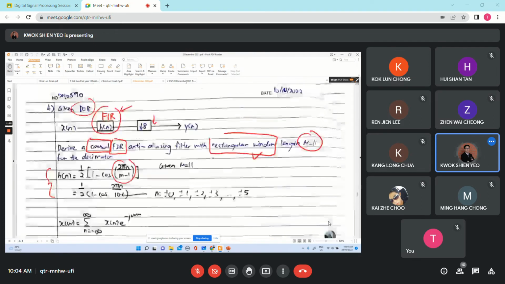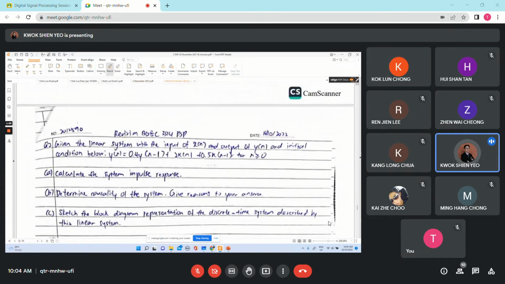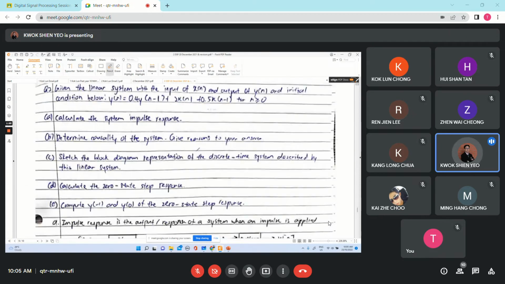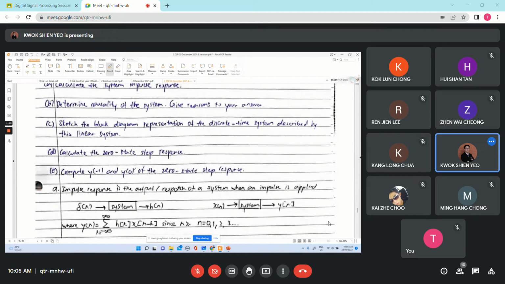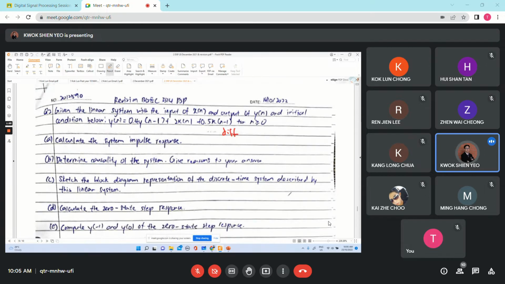You have to read the question carefully. Okay. So this one maybe some misunderstanding now. Okay, so revision this one. Okay, so this is the difference equation. And then calculate h(n).